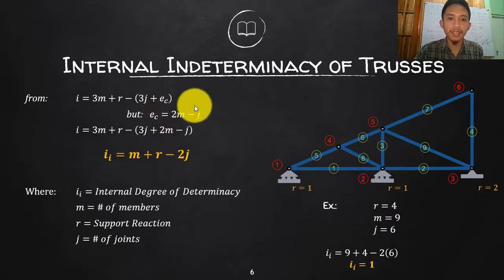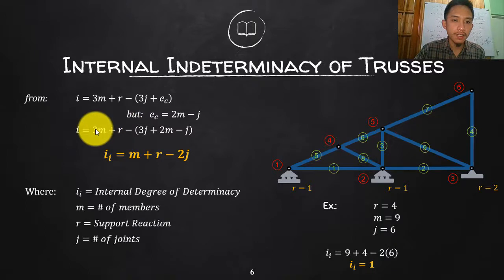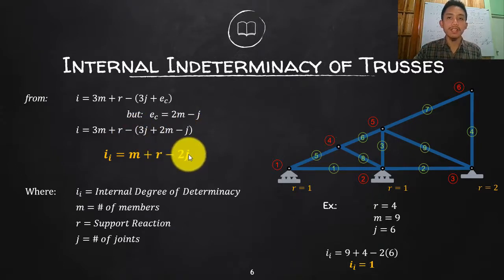2m minus j. If I substitute that here in your E sub C, you will simplify that. The 2m will go out as minus, so 3m minus 2m will just become m. R will remain as r. 3j minus j will be 2j, it will go out as negative 2j. So we simplify the equation to be m plus r minus 2j. So that is for trusses. That is the internal indeterminacy of trusses.